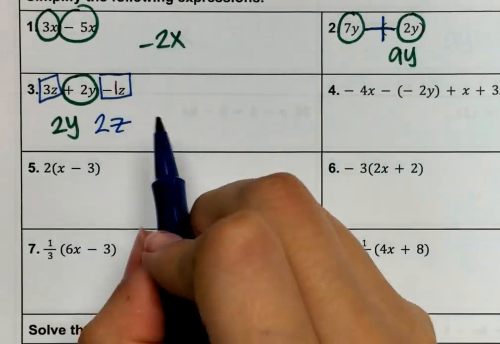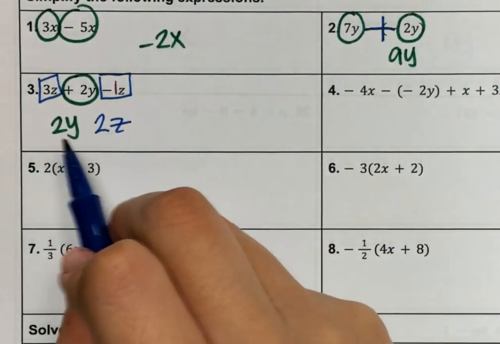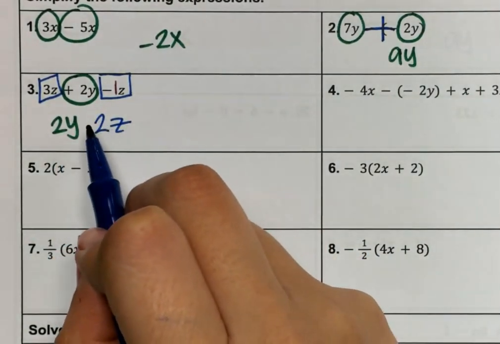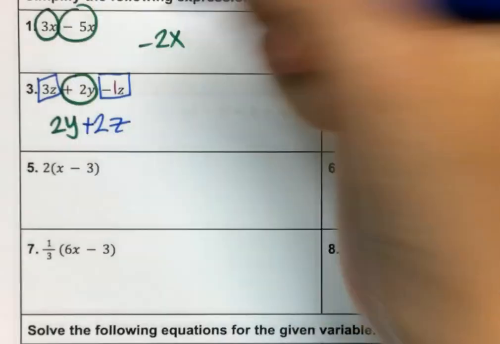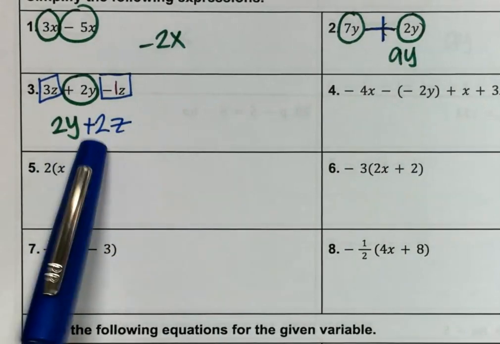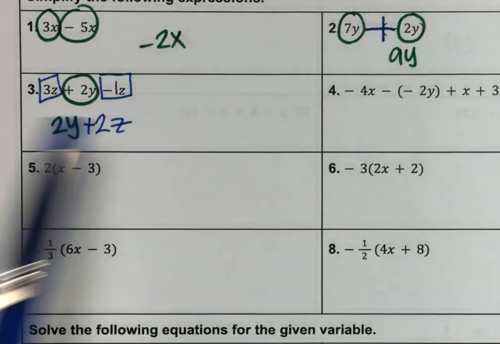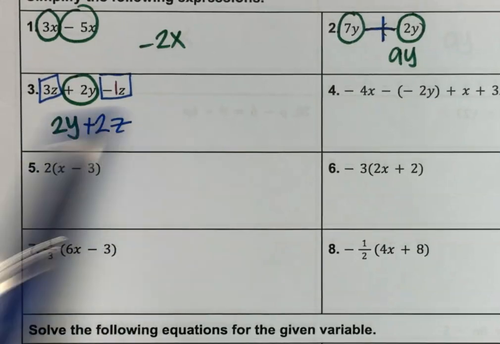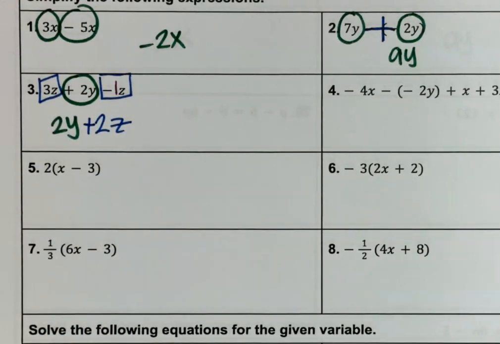So 2z. But be careful, do not just leave your answer as 2y, 2z. This is a positive 2z, so I'm going to write plus 2z. These cannot combine. 2y has a y, 2z has a z. They do not have the same variable. So your answer will just stay 2y plus 2z. It can no longer be simplified.